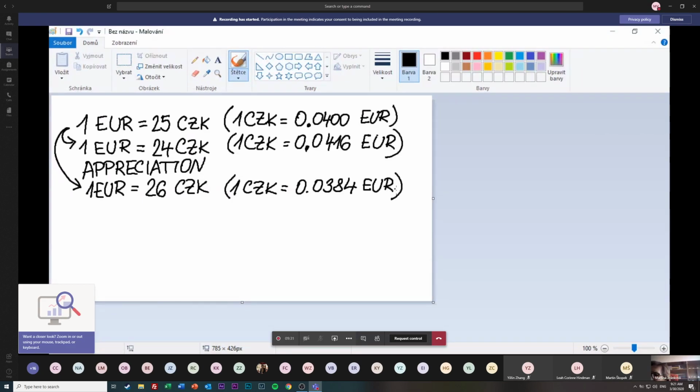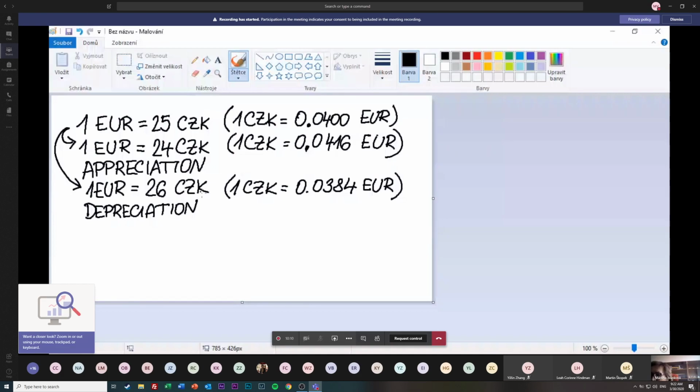And if you compare now the first and the third bracket, you can see now you pay less for 1 Czech crown, only 0.0384. What does it mean? Now the Czech crown is cheaper, you pay less, and we can call the situation depreciation of the Czech currency.